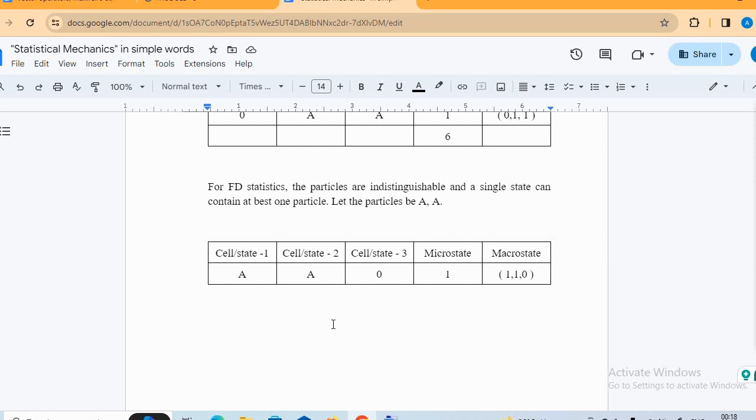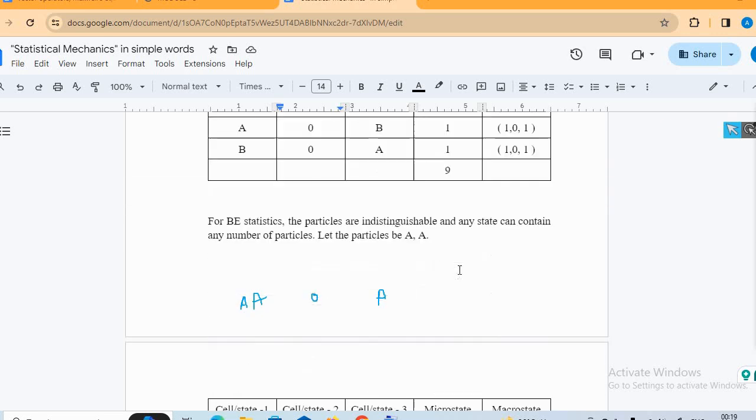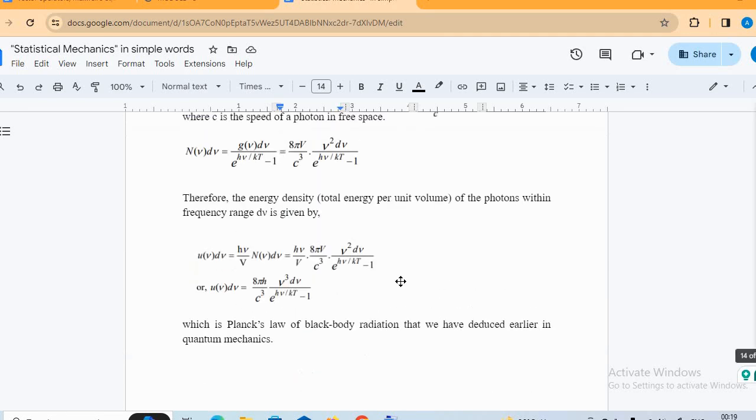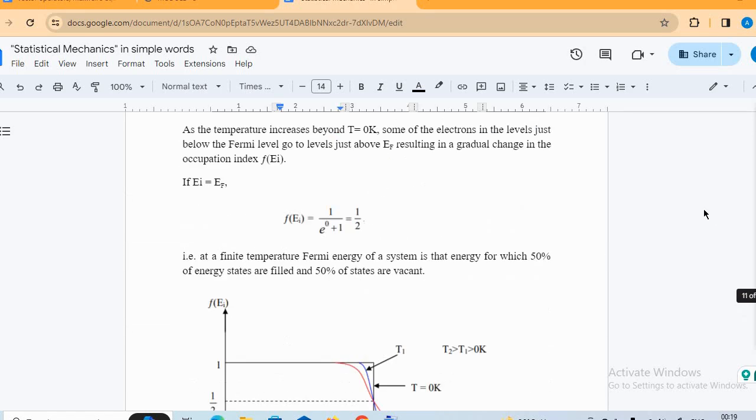When following Pauli's exclusion principle, this arrangement is accepted. AA, this arrangement is accepted. One can think about an arrangement like A, 0, A, this arrangement is accepted. Okay? But one really cannot place two particles in the same cell. So here we have the microstates and possible macrostates. This is the idea about statistical mechanics, where we have the concept of energy states and energy levels.